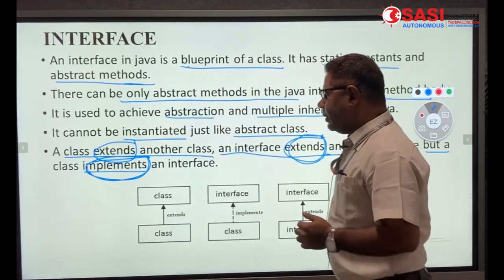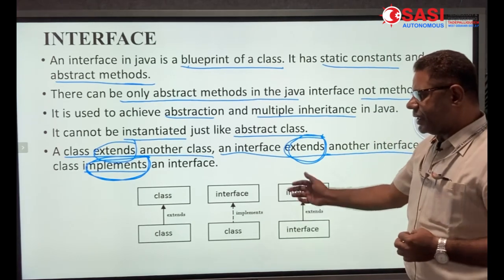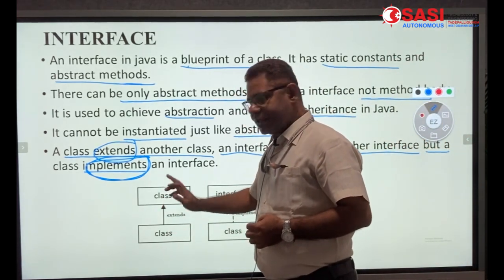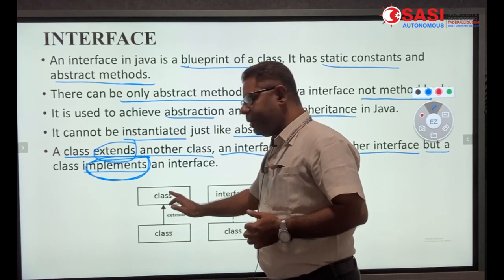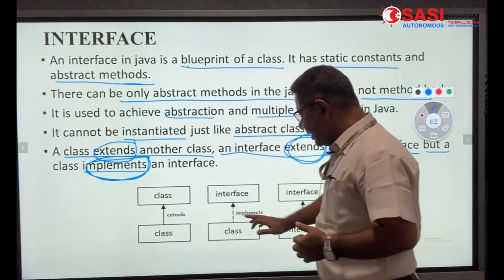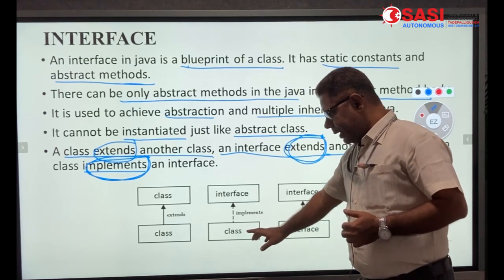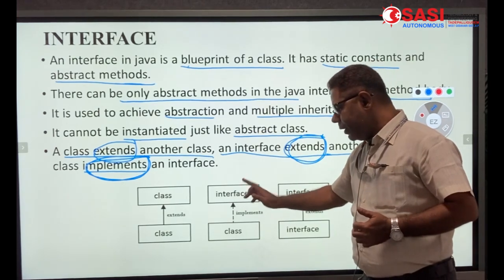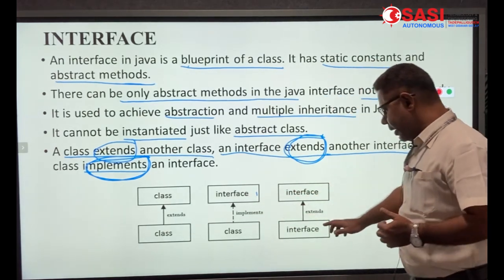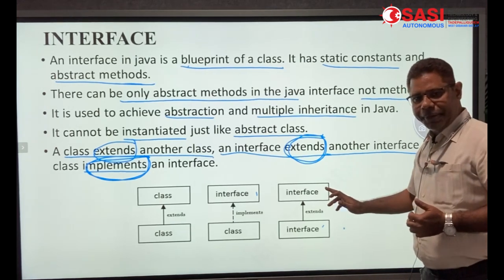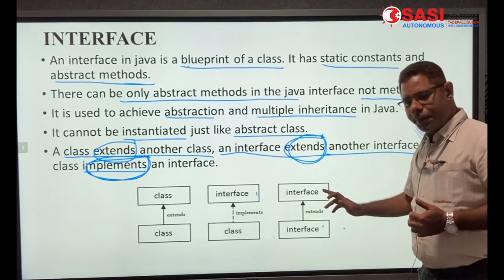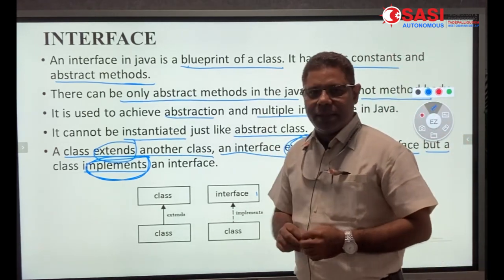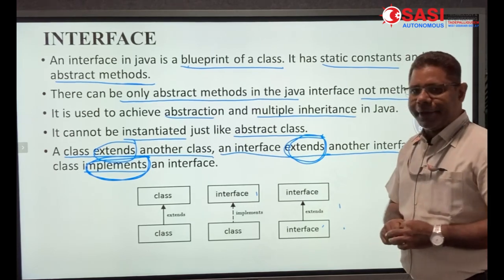Here you can see the example diagram for this. Here a class extends another class. That means one class's properties can be used in another class. Similarly, a class implements an interface. That means the interface properties can be used in a class. Similarly, an interface extends an interface. That means one interface's properties can be used in another interface. So this is the basic idea about interfaces.